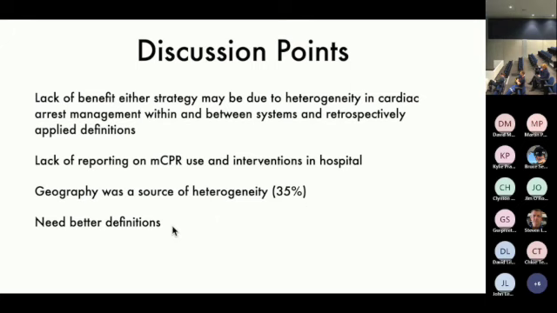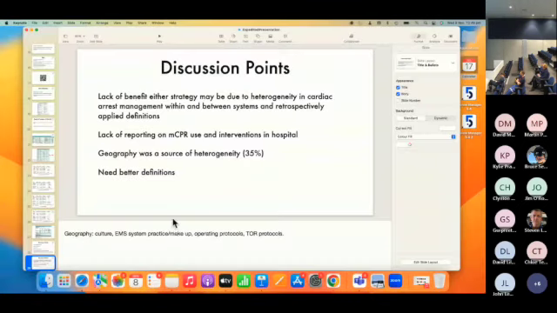And I do think we need better definitions. The term expedited transport is not defined in the literature, and the term prolonged on-scene resuscitation is also not defined in the literature. So I think those definitions need to occur so we can compare data. That is it.